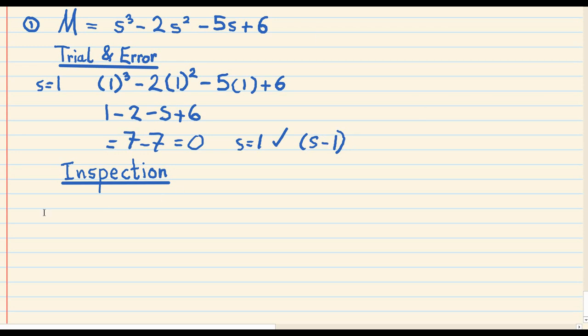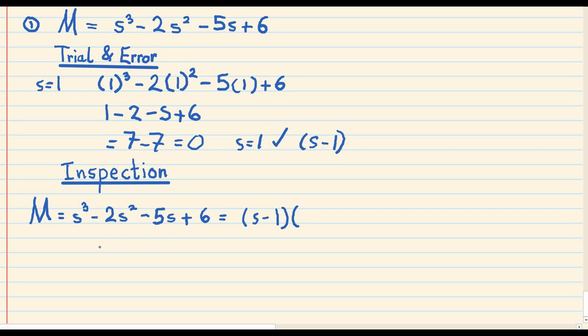When you do that, you rewrite your polynomial m. So m is equal to, now you're writing it down in the factorized form. So you have your first factor s minus 1, which you already determined, and that'll be times some term in brackets which you still need to determine. This is where the method of inspection comes in.